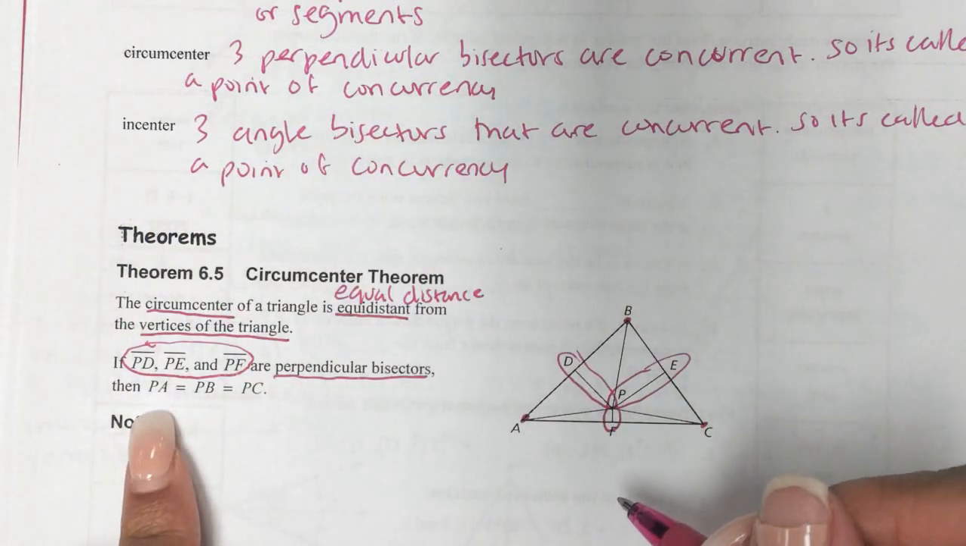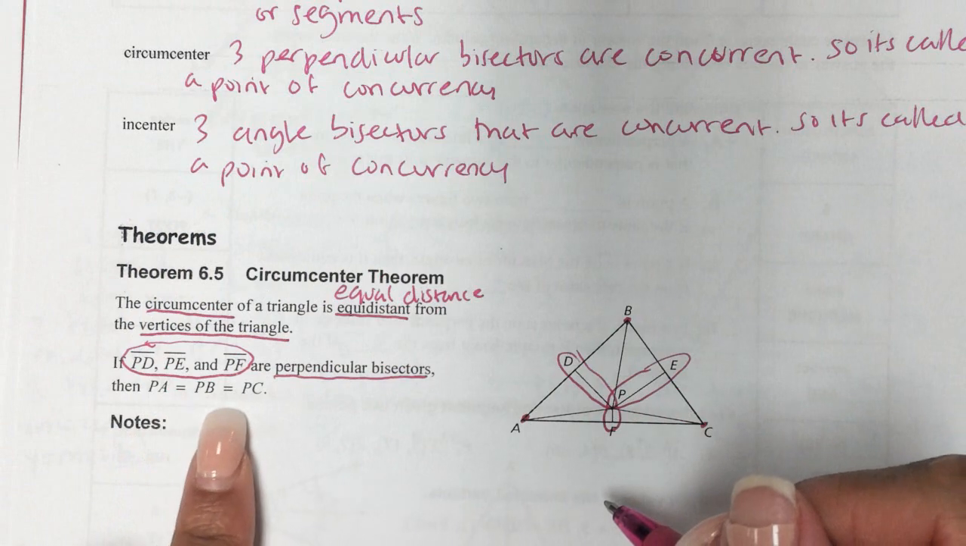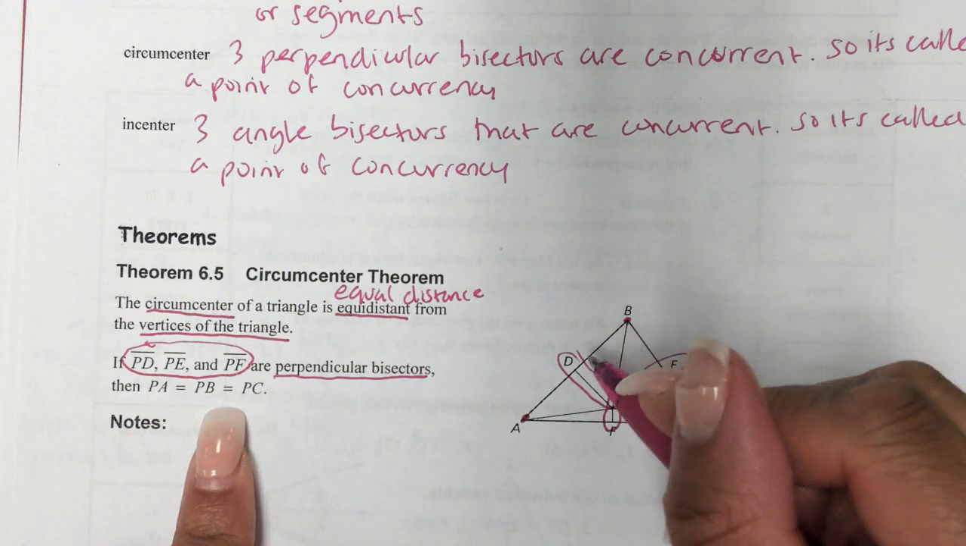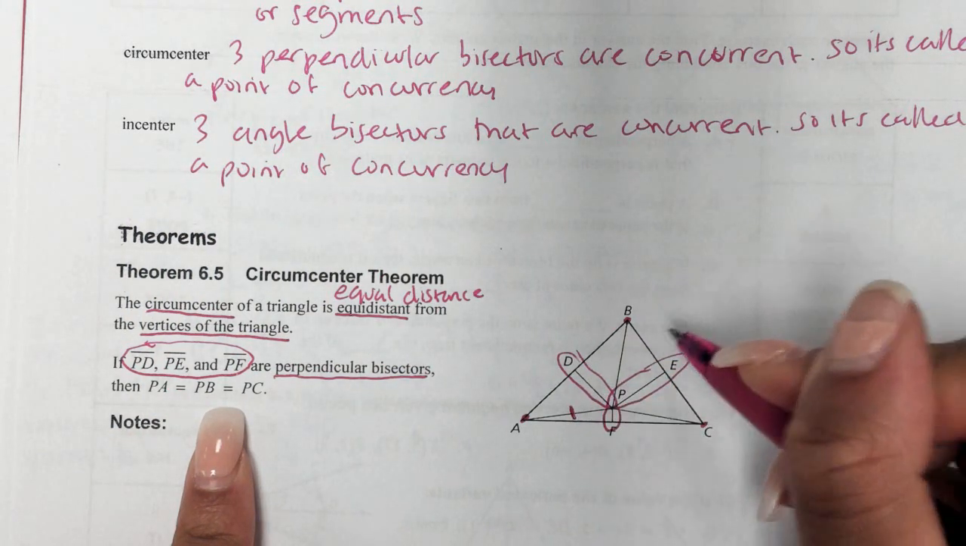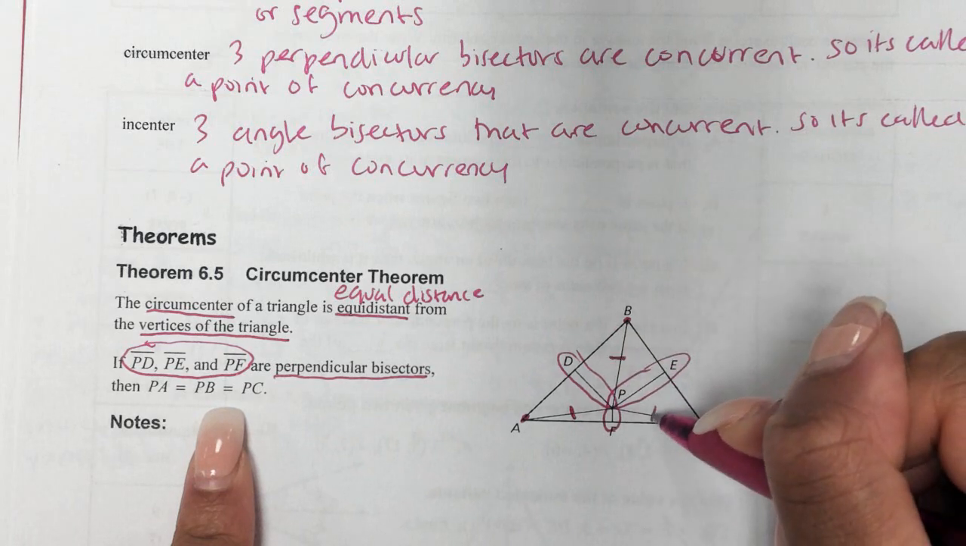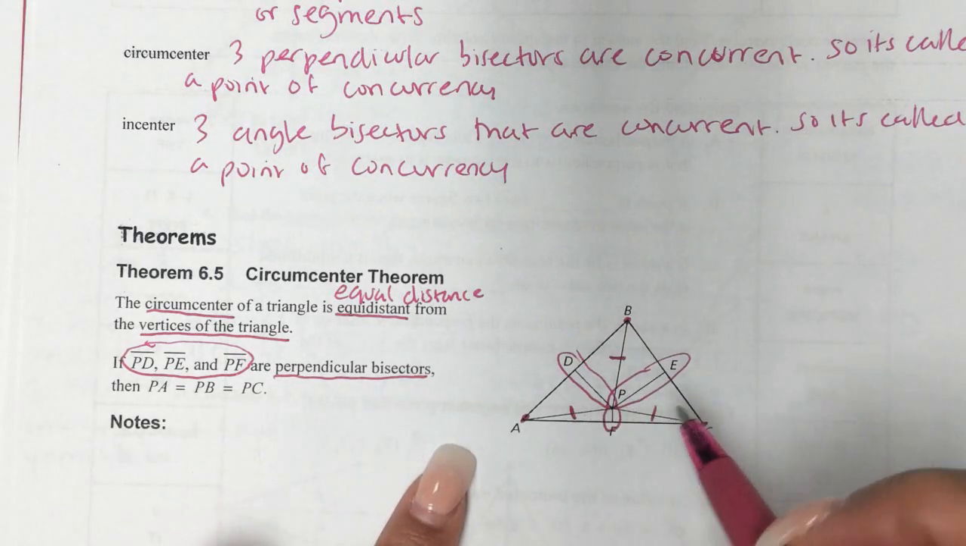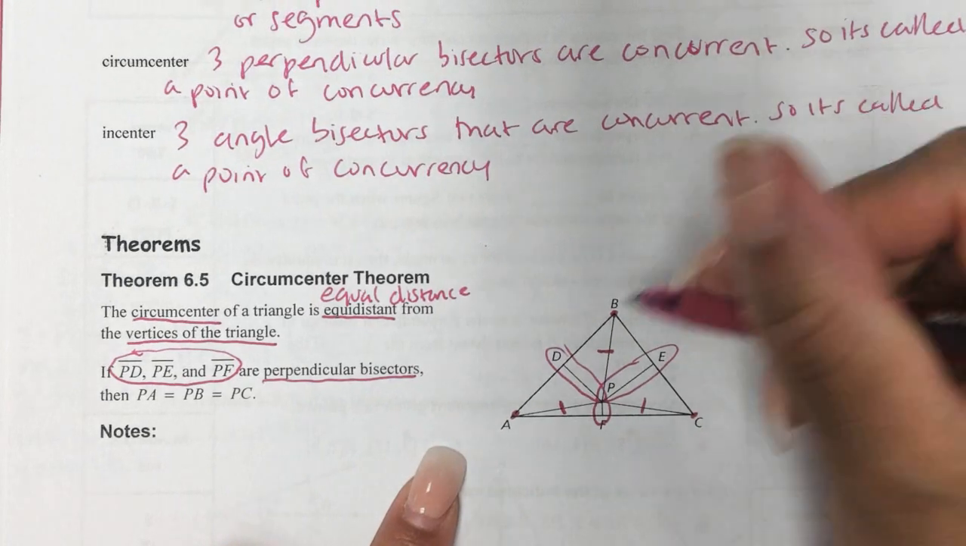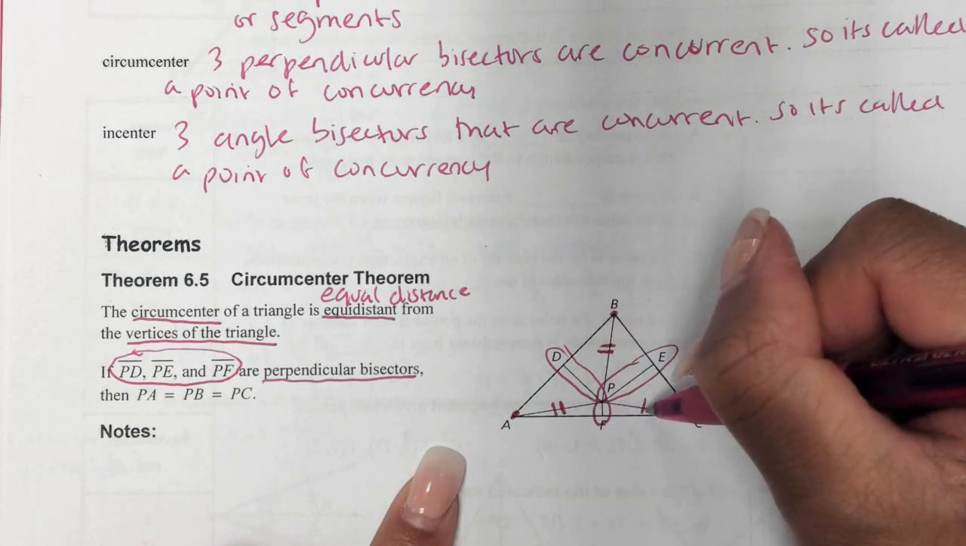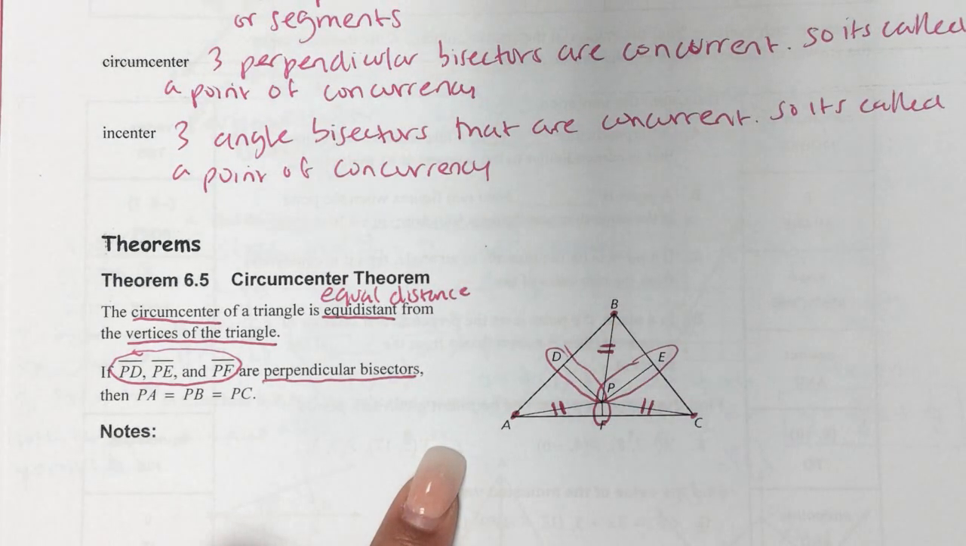Then PA, PB, and PC are all congruent. So PA and PB and PC are all congruent. Note these all touch the vertices. So these are what we are trying to find. Okay?